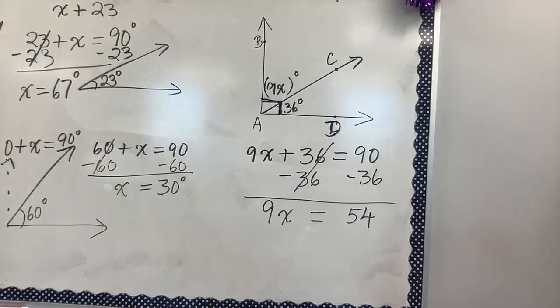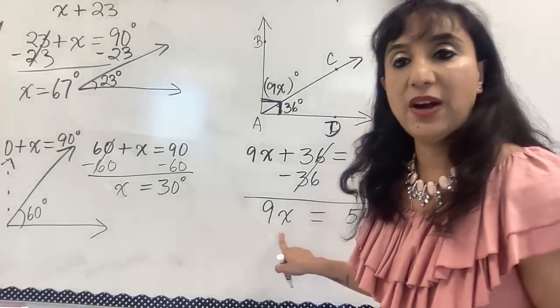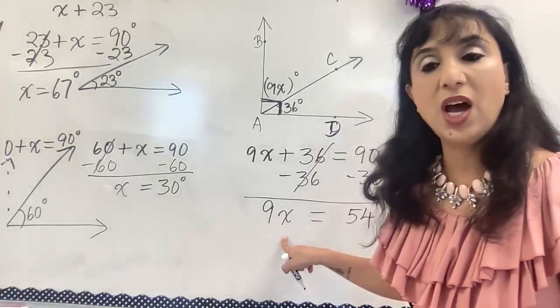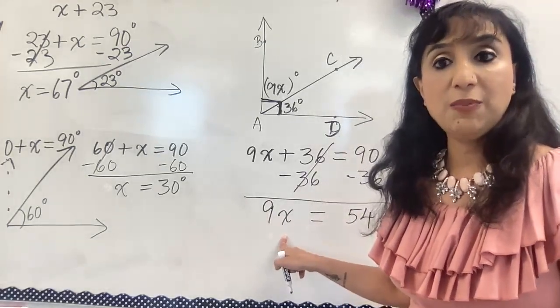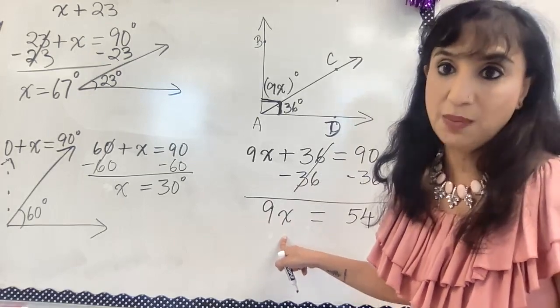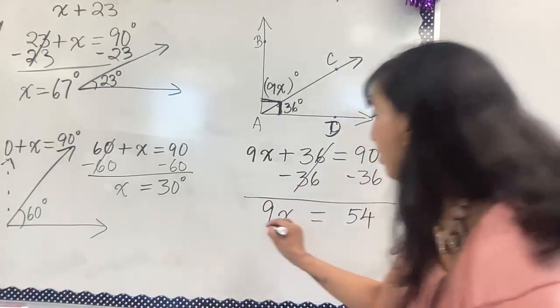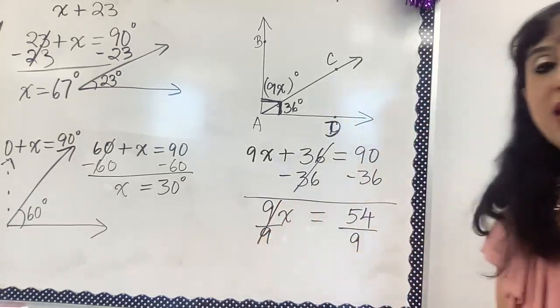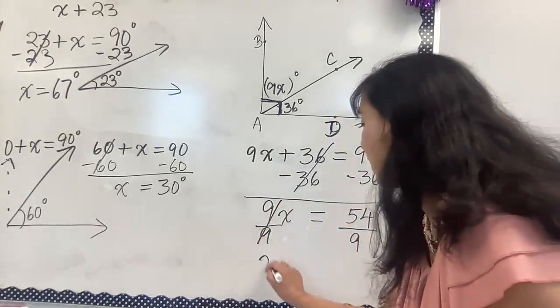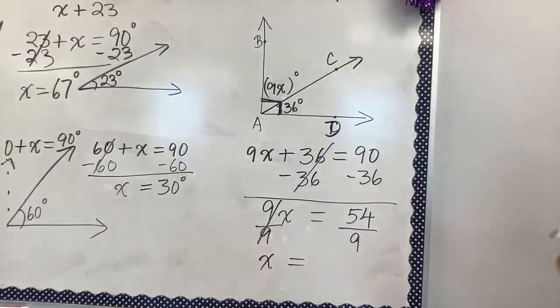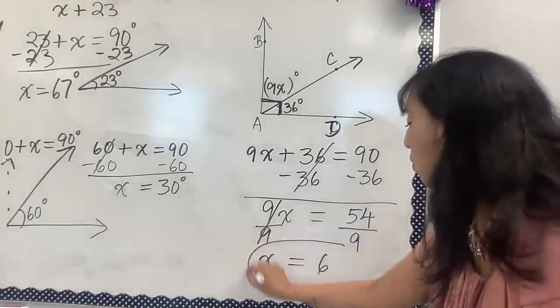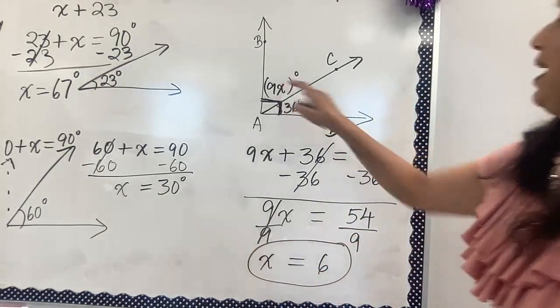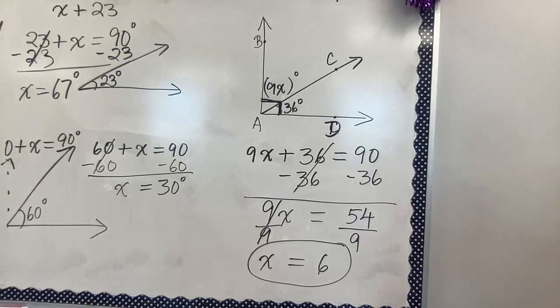Okay, and now it's a one-step equation. So coefficient and the variable, that means multiplication is going on. So the inverse of multiplication is going to be the division property of equality. So I'm going to divide both sides by 9, and 9 divided by 9 gives me 1. 1 times x is x, and 54 divided by 9 gives me 6. So the value of x is going to be 6.